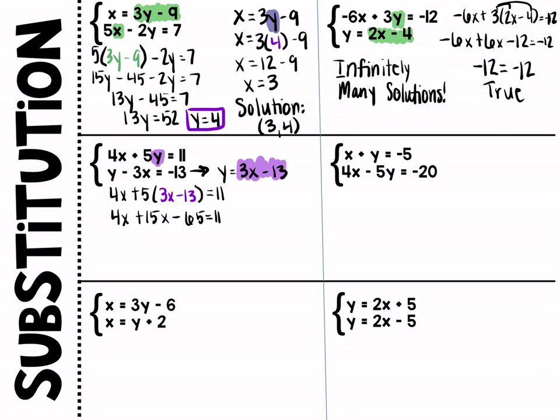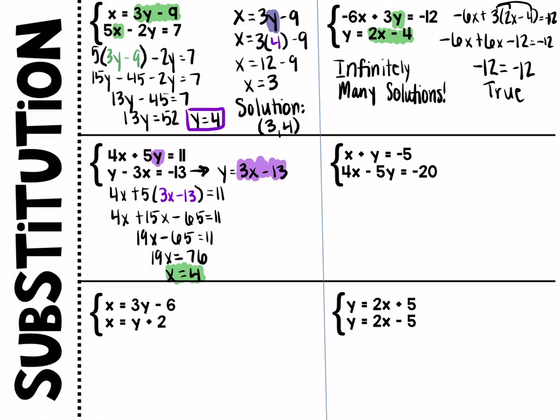The first thing I'm going to do is combine like terms. So 4x plus 15x is 19x minus 65 equals 11. So 19x equals 11 plus 65, which is 76. Then I divide by 19 and x equals 4. Once I have x equals 4, I'm going to replace that in your second equation.